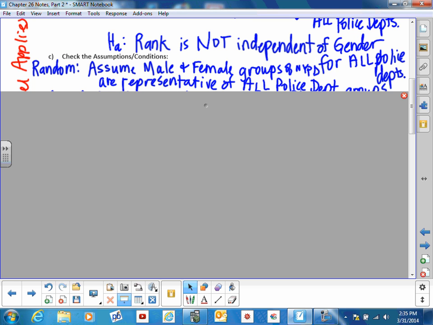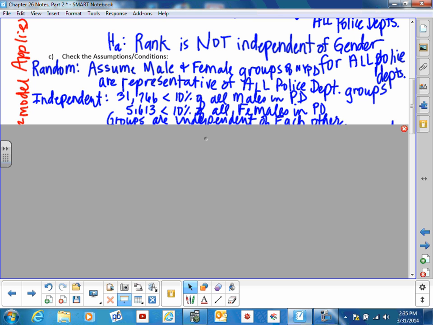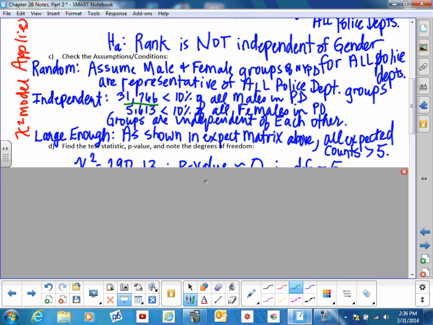All right, let's see how you did. When you did your independence check, you wanted to do the males and the females separately. The male total of 31,766 is less than 10% of all males in the police department, because that would be the population. 5,613 is less than 10% of all females in the police department, because that's our population. And don't forget this one: we have two groups, so we have to say that the groups are independent. The male and female groups are independent of each other.